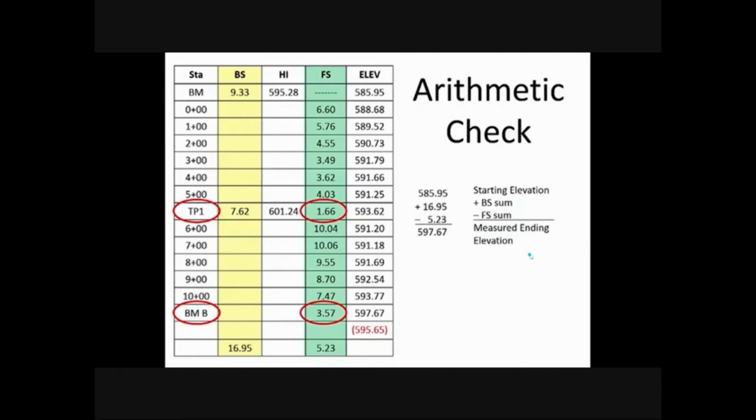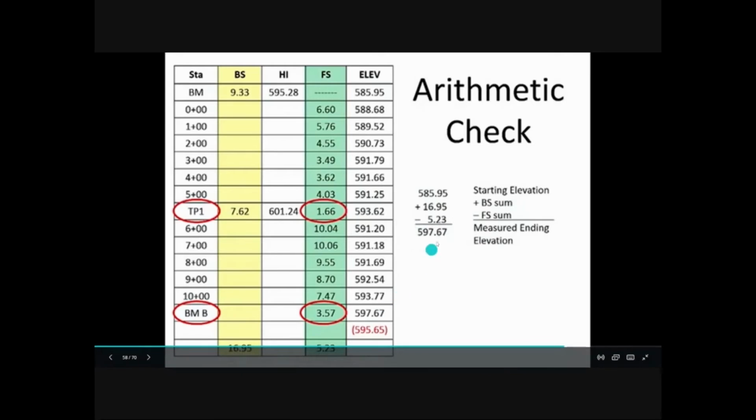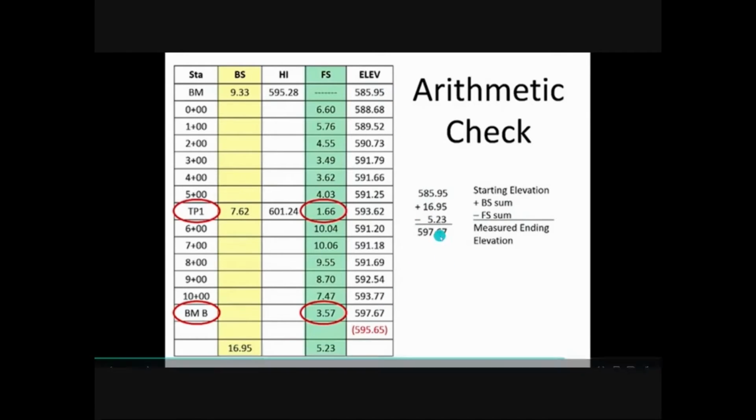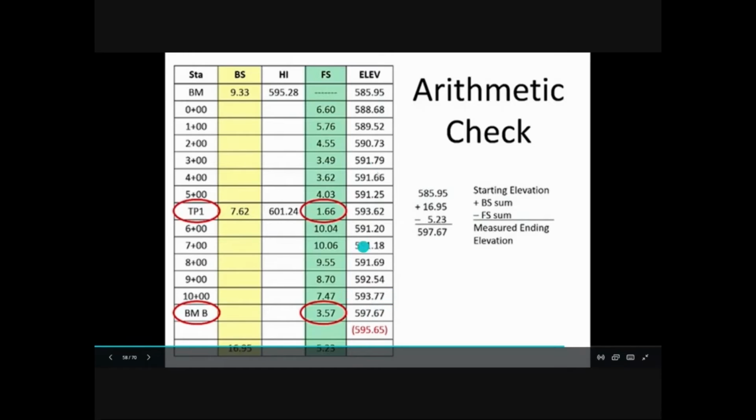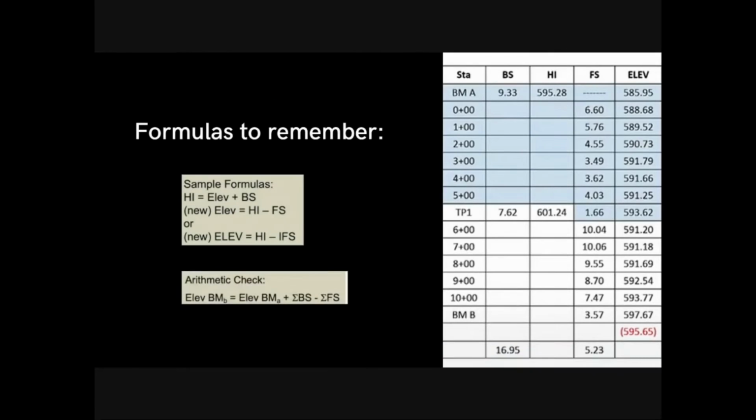For example, 585.95 is our starting elevation. Then we added it with the backside sum, which is 16.95. Then we subtract 5.23, which is the foresight sum. The answer would be 597.67. So these values match. There is no discrepancy in these values. For better understanding, here are the formulas to remember.